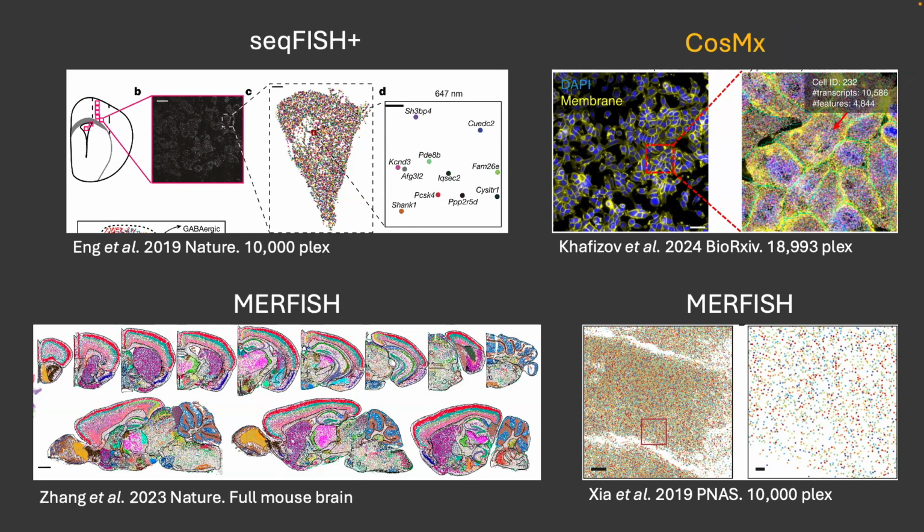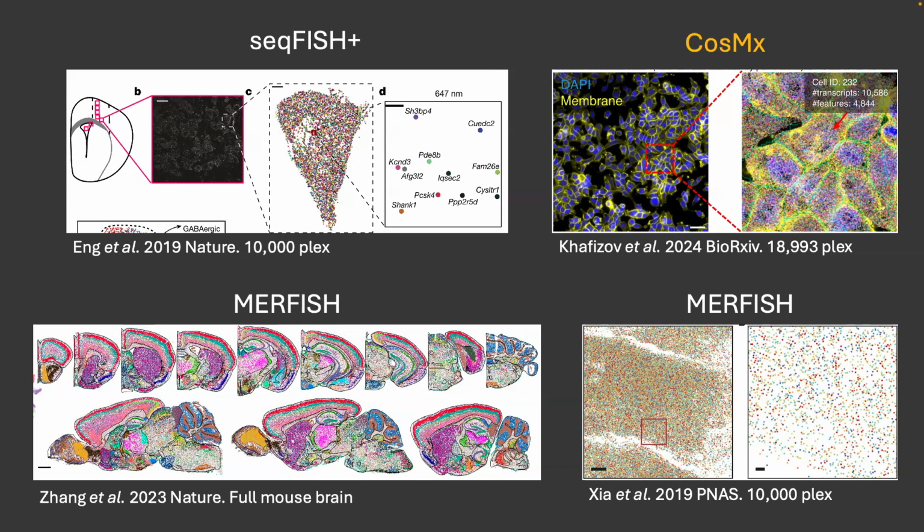All right, here are a few examples of well-established methods in this segment of barcoded FISH. We have SeqFISH or SeqFISH+, where I just took one of the many publications. Here they showed that they could do 10,000-plex decoding of 10,000 genes in situ, which is great.